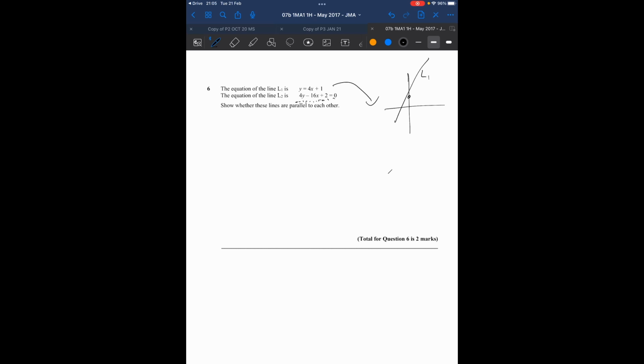Show whether these lines are parallel to each other. So what does it mean if they are parallel? It means they have the same gradient. So because I've just done a little bit of thinking before I jumped in, I can see what the gradient of line 1 is already. When things are written in this kind of format, we typically say y equals mx plus c. It's very, very useful because the m bit, in other words, the bit that goes with the x in the front, is the gradient. Okay, so the gradient of the top line is 4.